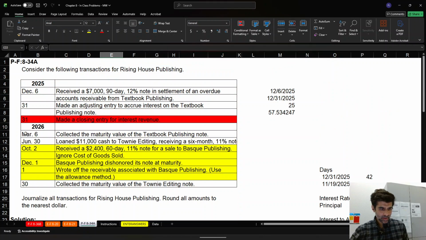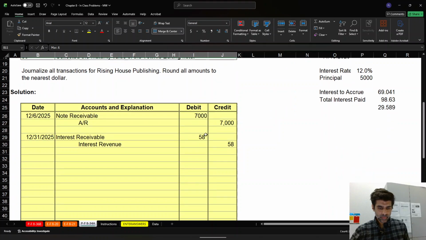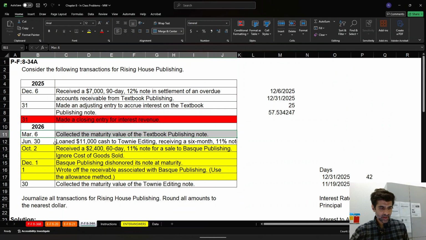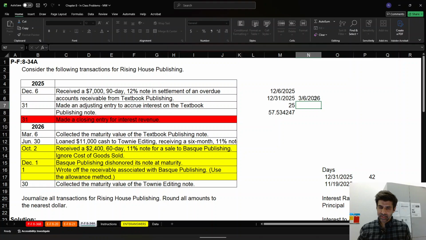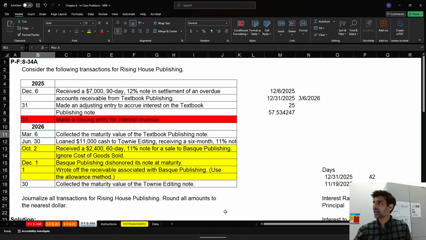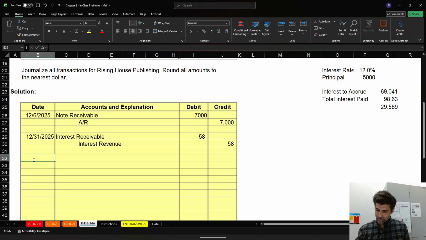Okay, and then collecting the maturity value. This is again going to be on March 6th. Is that exactly 90 days? Let's see. You can also add numbers. If you do the starting date plus 90, we can see, yes, on the 90th day, 3/6. That's correct. So it's 90 days later, 3/6/2026. So we're into the next year.